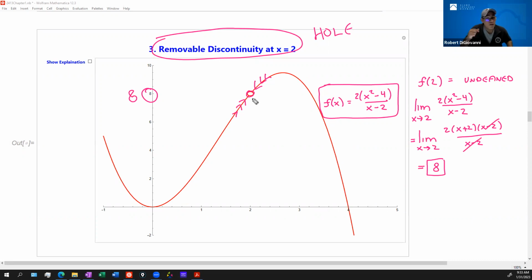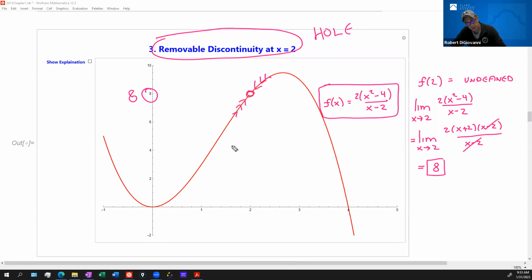The reason we call this a removable discontinuity is that I could, like I said, tweak the function just a little bit, and I could fix the whole problem. And here's how I would tweak it. Here's how I would remove the discontinuity. I think I can change the color of my pen.